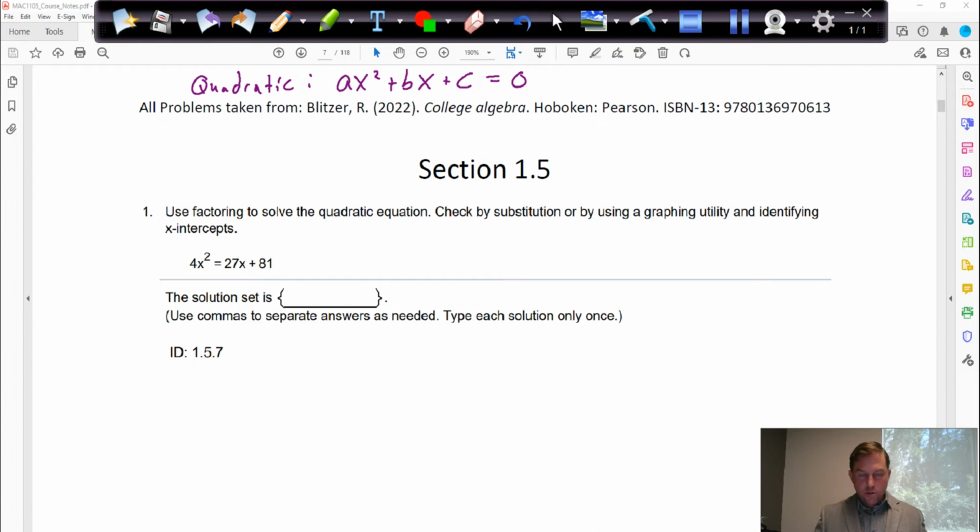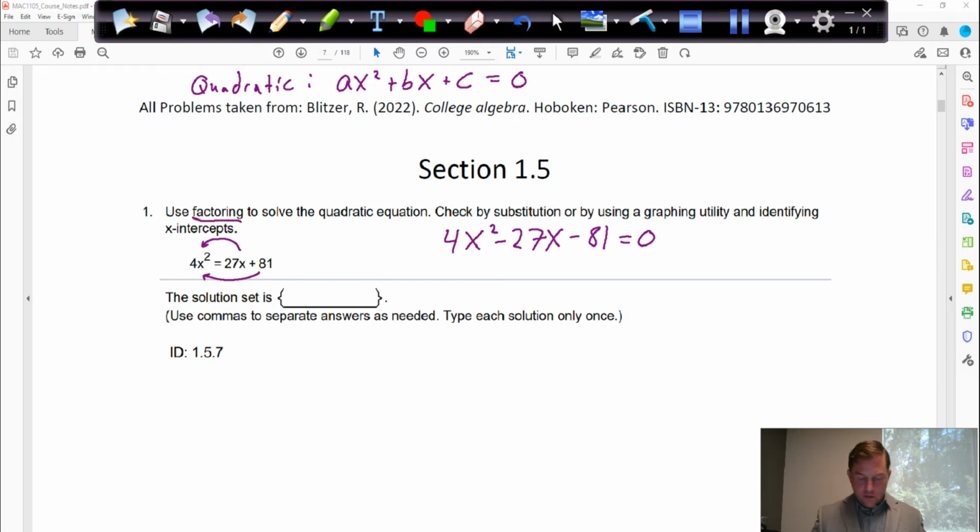One of the things we're going to notice is, okay, we want everything on the left in descending order of powers. So x squared first, then x, then the number, then equal, then 0. If I look at problem 1, we notice that it's not in that order. So we need to move this 27 over, and we need to move this 81 over. When we do that, they're going to become negative. So we're going to have minus 27x minus 81 equaling 0.